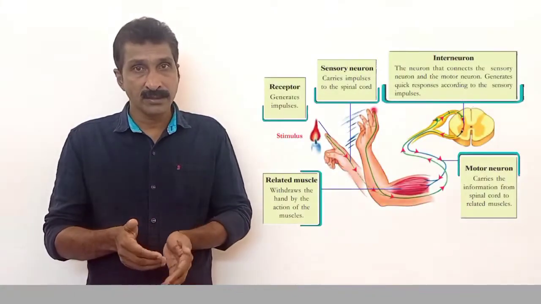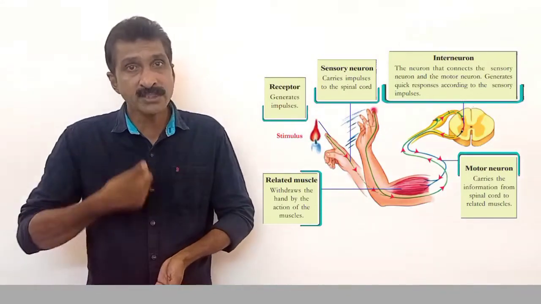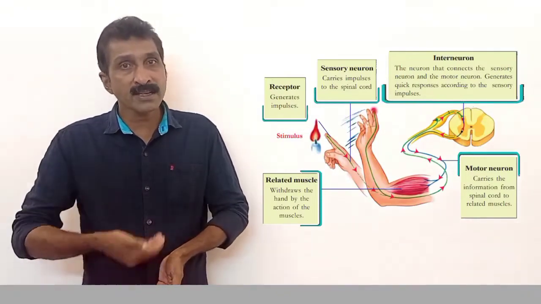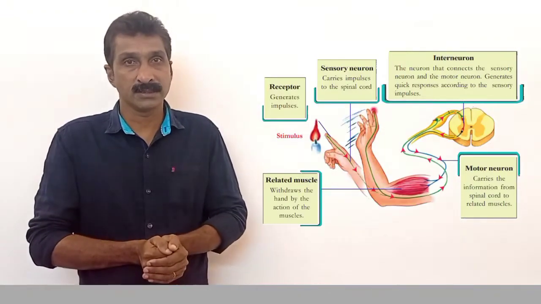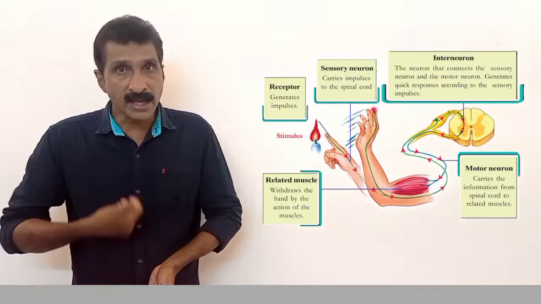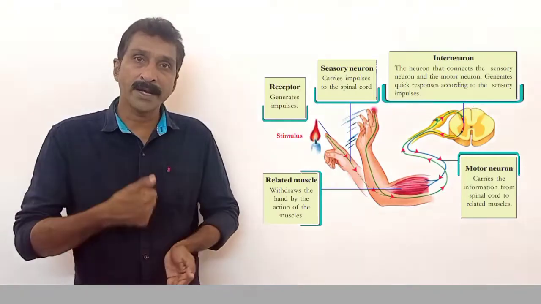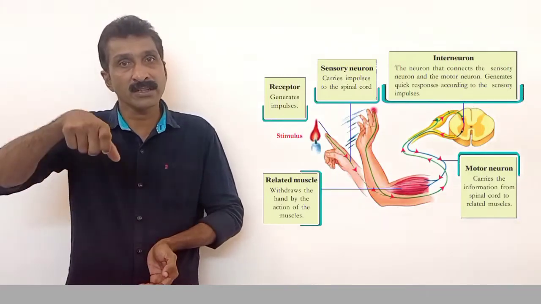And how does the reflex action happen? In your textbook, an illustration is given. Observe this illustration. When a stimulus happens, impulses are generated in the specific receptors. When a stimulus happens, impulses are generated from the respective receptors. That is the first thing that happens.